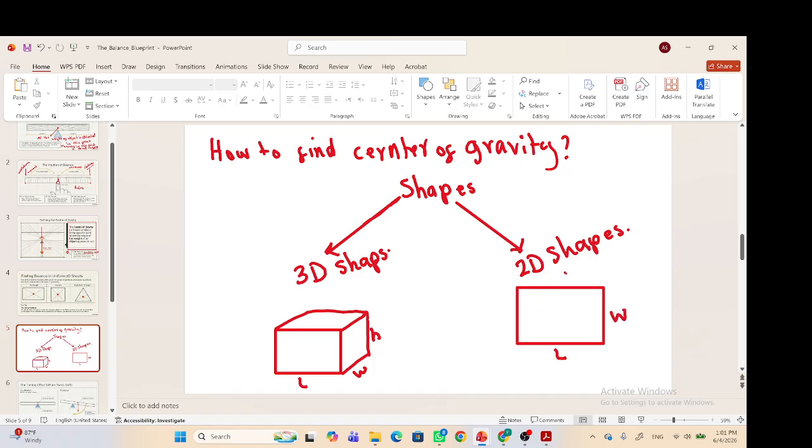Today, because we are not supposed to discuss in too much detail, we are going to discuss only the 2D shapes, the shapes which have only 2 dimensions, length and width. Okay, so how to find this, for example, for these types of shapes?